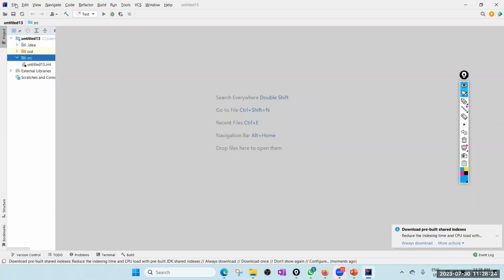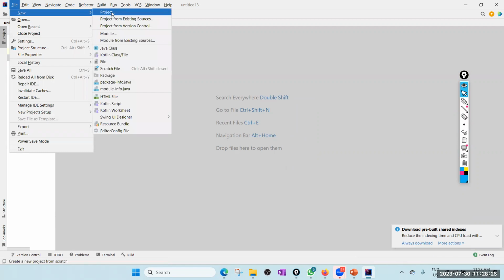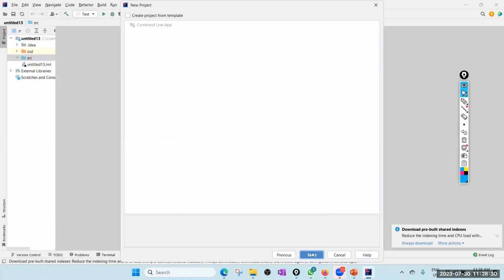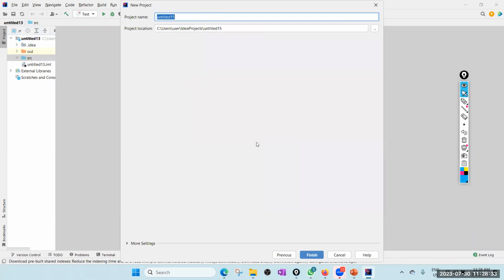Let me create a new project, file, new project. This is IntelliJ. Next. Let's call it array demo. I will be sharing the code at the end.